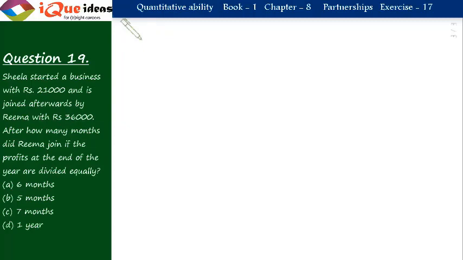Now let's take up the next question. That is question number 90. It says Sheila started a business with rupees 21,000 and was joined afterwards by Rima with rupees 36,000. After how many months did Rima join if the profit at the end of the year is divided equally? Alright, so the profit ratio is 1:1. Equally means 1:1.